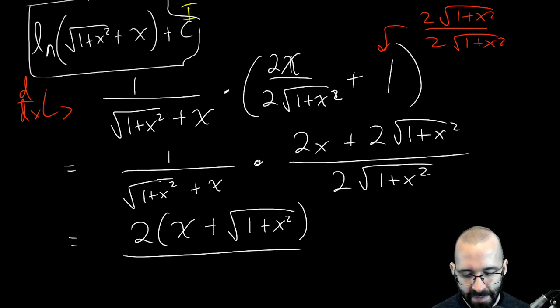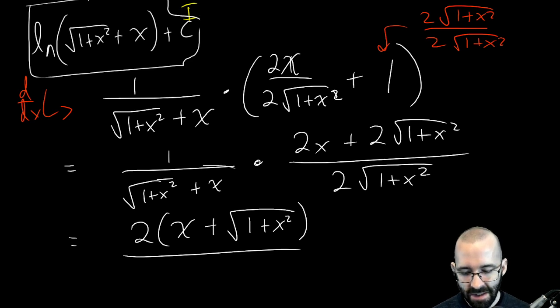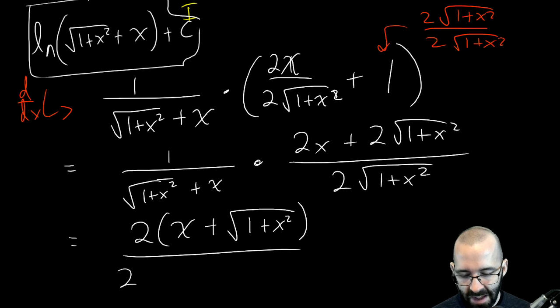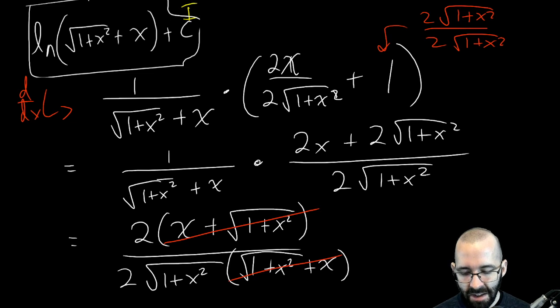Maybe. Do we want to distribute? Usually we want to keep it factored. We keep it factored if we want to cancel. We distribute it if we want to combine like terms. But notice one of our factors in the bottom is also a factor in the top. Let's keep it factored. And we'll get this. This factor is equal to that factor. This factor is equal to that factor.